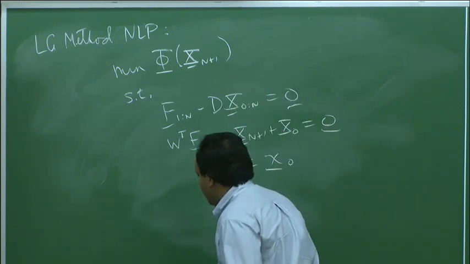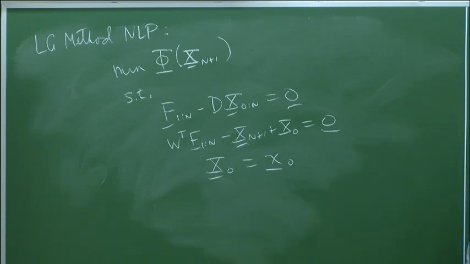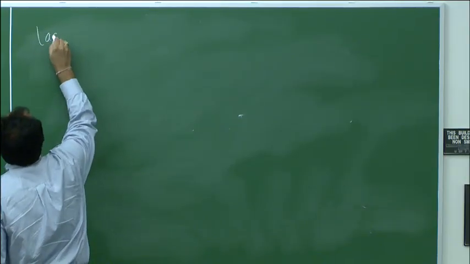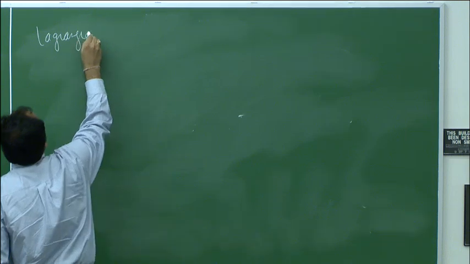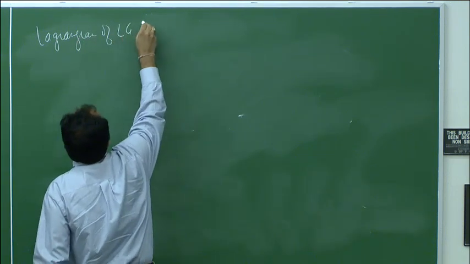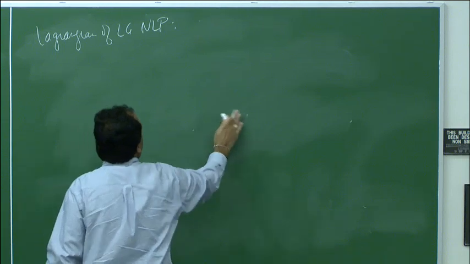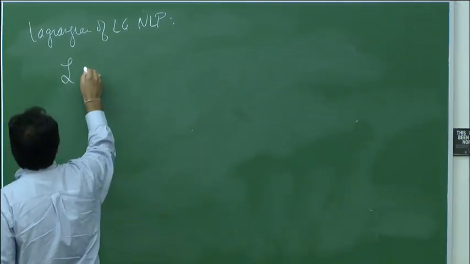In order to compute an estimate for the costate, we need to figure out the relationship between the Lagrange multipliers of that NLP and the costates of the optimal control problem. The way it works is as follows. First, let's form the Lagrangian of this NLP. This is the Lagrangian of the NLP, not the Lagrangian of the optimal control problem, so I'm going to denote it with a different letter. I'm going to call it script L.